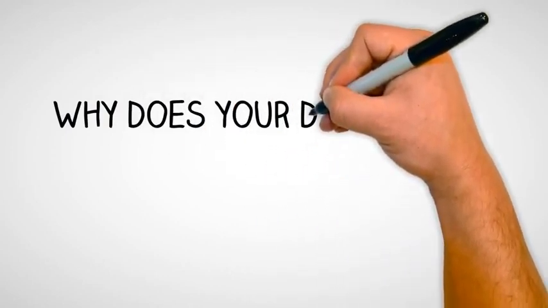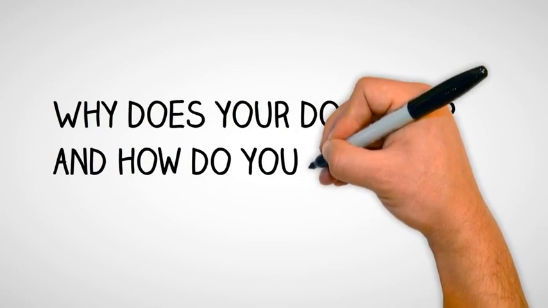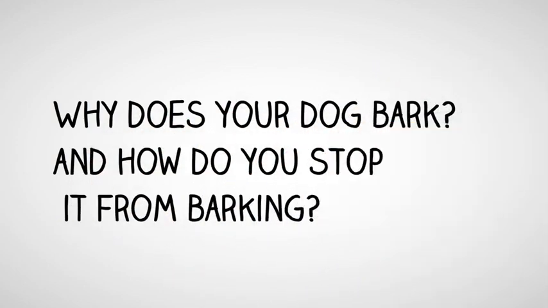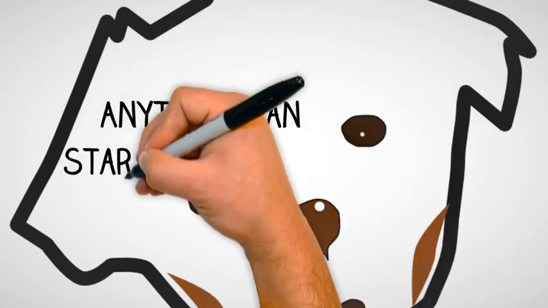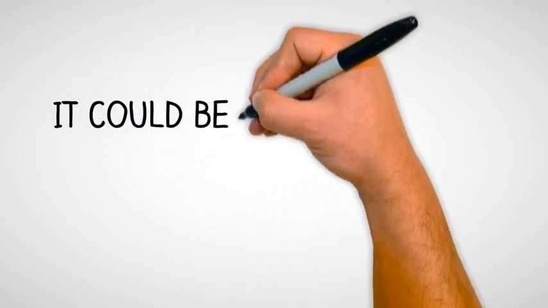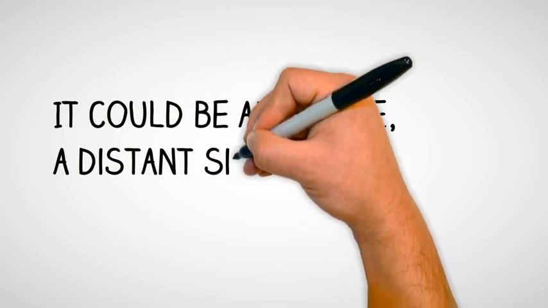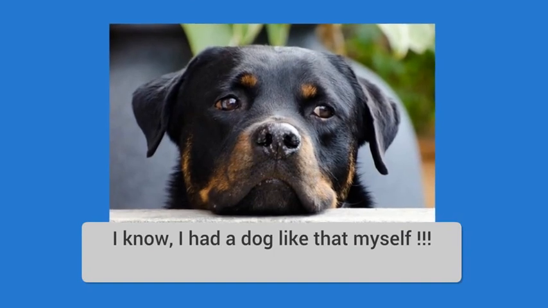Hello and welcome to this short video where we're going to discuss why your dog barks and how you can stop it from barking when it does, because it can be a real pain and anything at all can start your dog barking. It could be just a small noise, any noise at all. It could be a distant siren, for example, or even your own vacuum cleaner.